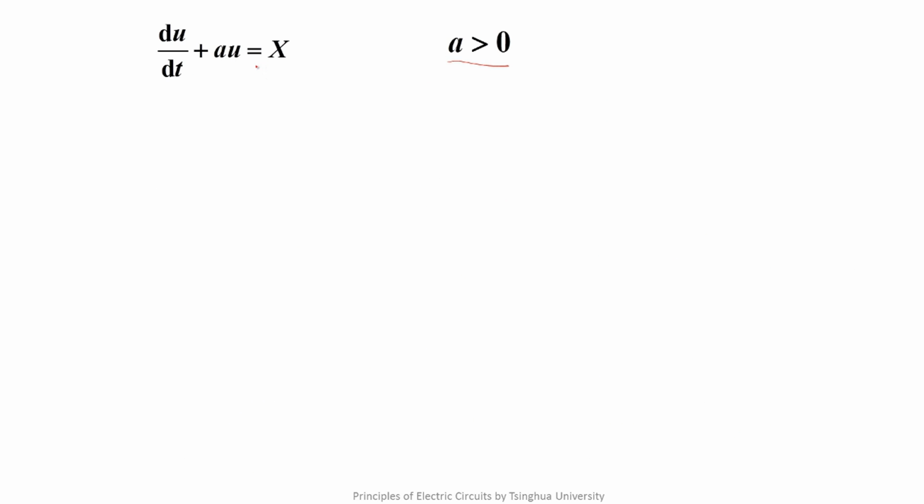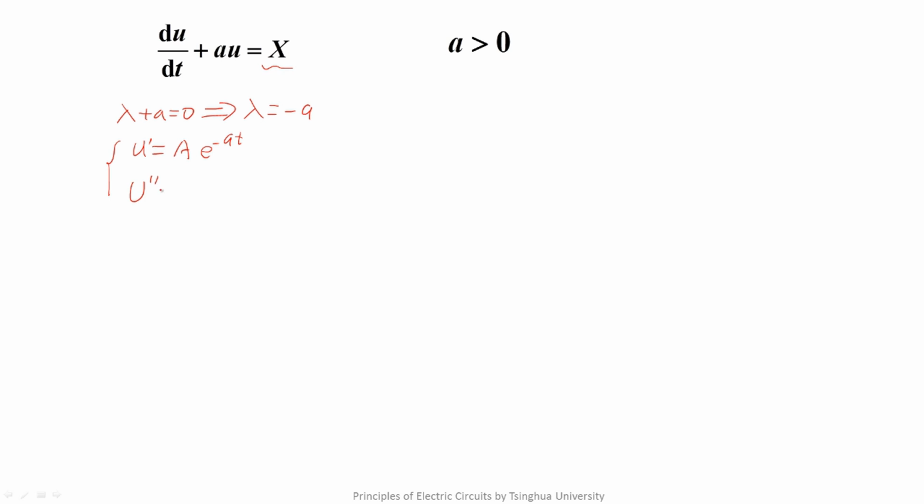As a simple case, we suppose X, that is the excitation, is a constant. Our analysis is similar to that of the classical method in the last lecture. Its characteristic equation is lambda plus A equals 0. The characteristic root lambda equals minus A. So the homogeneous general solution is A times e to the power minus A multiplied by t. We still need to find one special solution of the inhomogeneous equation.